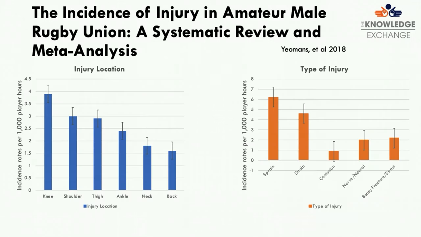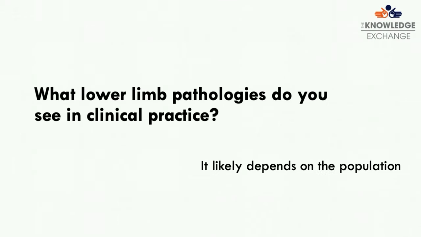Finally, if we change the population group once again to rugby union players, as analysed by Yomez et al. in 2018, we can again see a difference in lower extremity presentation, with a much higher presentation of knee and thigh injuries when compared to, say, the sprains and strains we saw in the high school students before. Whilst we could keep analysing other population groups and see an even wider array of injuries, the point is that the presentation we see is likely dependent upon the population.